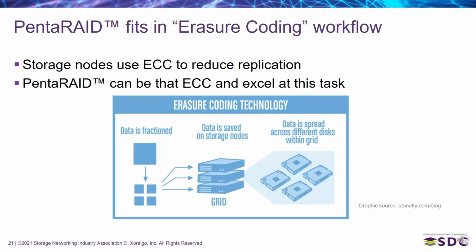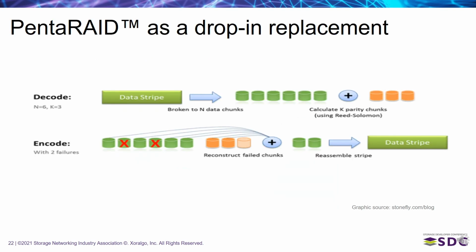PentaRAID fits well in the usual erasure coding workflow. We recall that erasure coding technology typically consists of a grid of nodes with disks attached to them. In the workflow, the data is fractioned and sent to the storage nodes, which subsequently spread the data across different disks within the grid. Storage nodes use ECC to reduce replication, and PentaRAID can be that ECC and excel at this task. PentaRAID is a drop-in replacement for other types of error-correcting code.